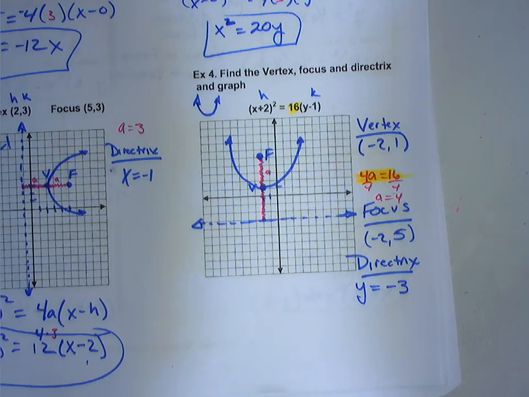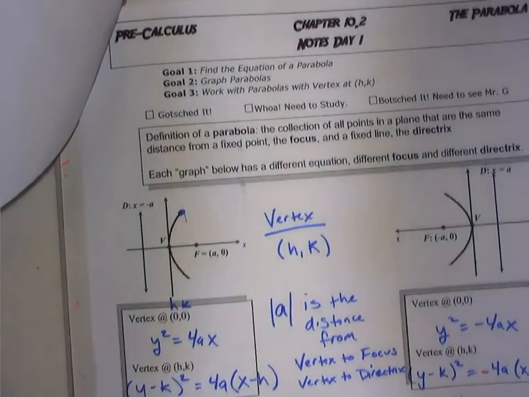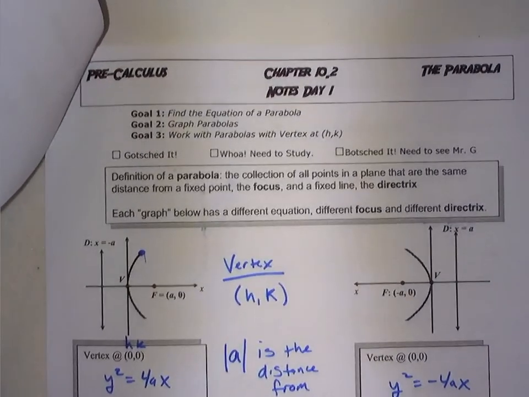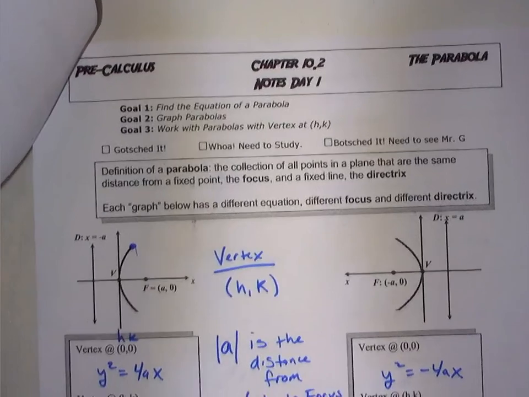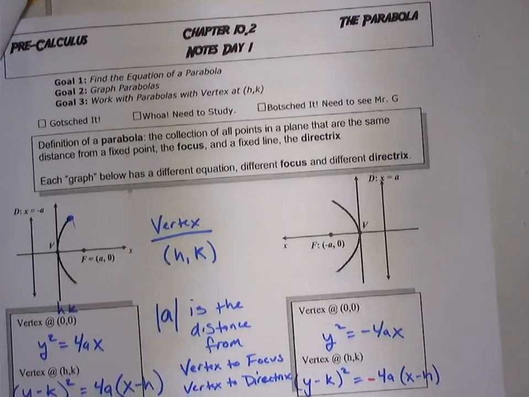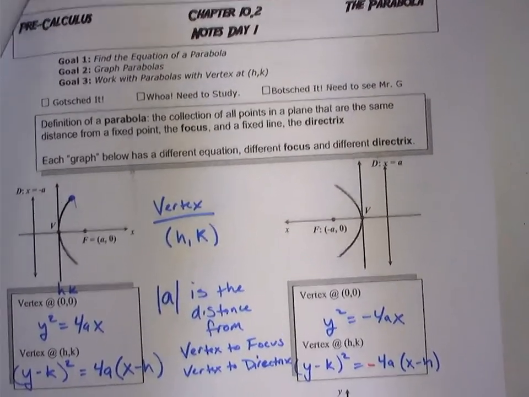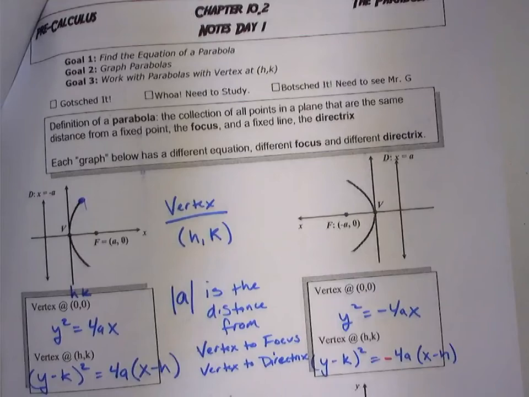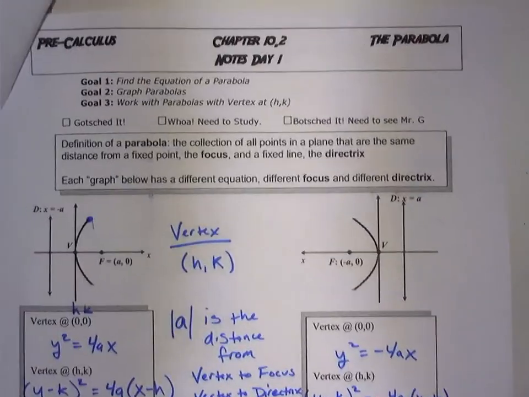Okay? You guys have any questions for me? All right, so if we look at the front, our goals for today. Find the equation of a parabola. Easy peasy. Goal number 2, graph parabolas. We know how to do that. The formula tells you which way it's going, right? And then work with parabolas with vertex h and k. That's when it starts moving around. h is always with x, k is always with y. And when you grab those from the equation, it's opposite of what you see.